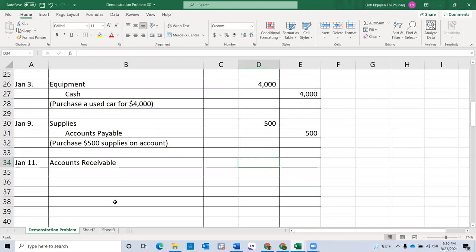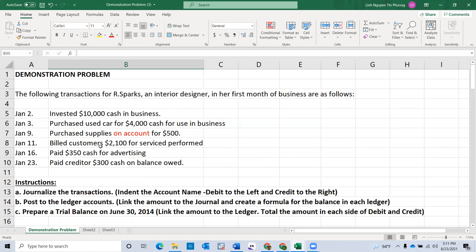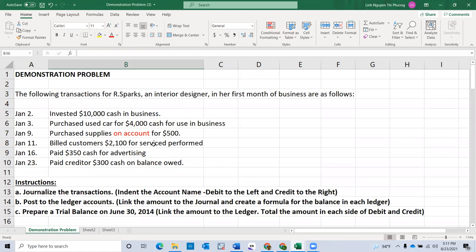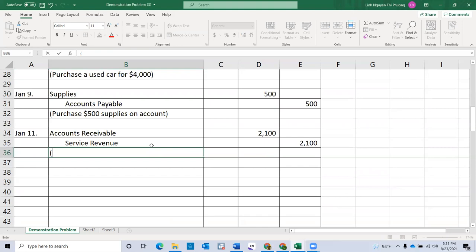And then we already performed the service to the customer. So in this case, we earn a service revenue. Service revenue increased 2,100. Whenever you perform a service to the customer completely, it means you earn a service revenue, even though you haven't received money yet. So I will say here, bill customer 2,100 for service performed.